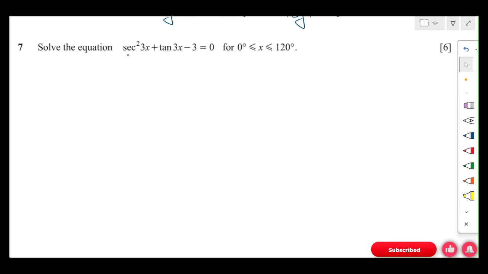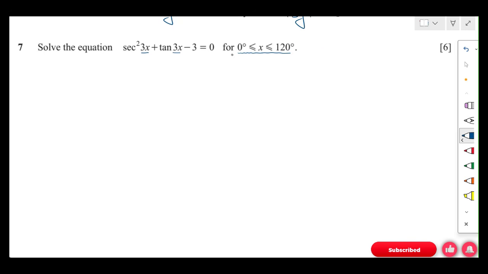Question number 7. Solve the equation sec²(3x) + tan(3x) − 3 = 0 for x between 0 degrees and 120 degrees. Now the angle is 3x, but the domain is for x. So let me make the domain for 3x.